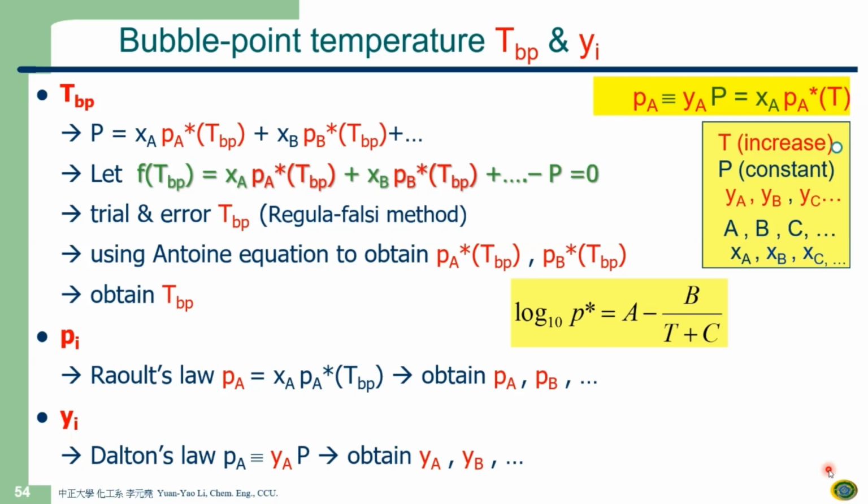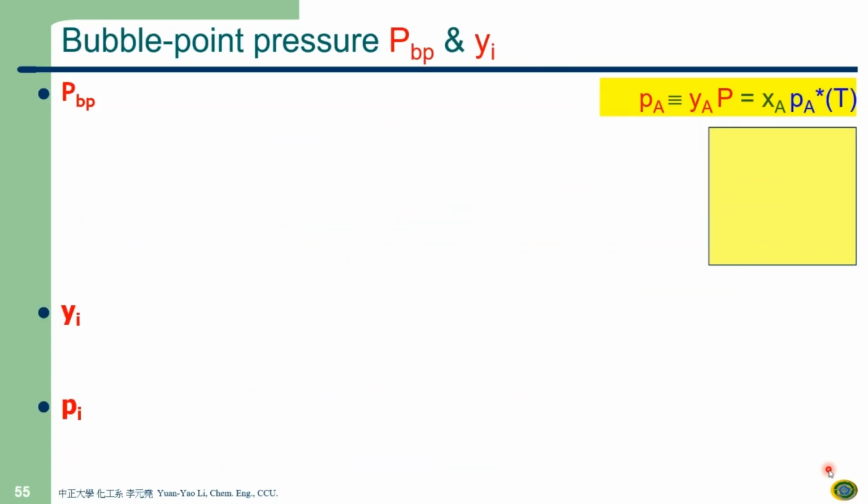Okay, so that is the bubble point temperature. And how are you going to get the bubble point pressure? Again, there are three things you want to find out, right?